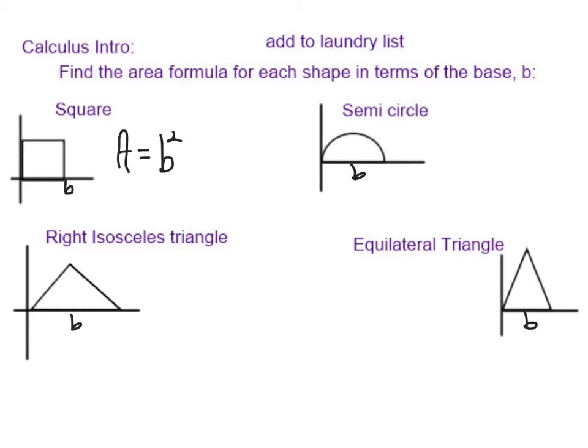A semicircle, B is actually equal to the diameter of a circle. And so remember that a diameter is just 2 times the radius. Okay, so if I have the area formula, that is pi r squared. Well, I don't have an R, I have a B. Well, I know that B is going to be equal to 2 times R. So if I want to substitute for R in here, I'm going to have to put B over 2 instead of R and then square it. So this is going to be the area.